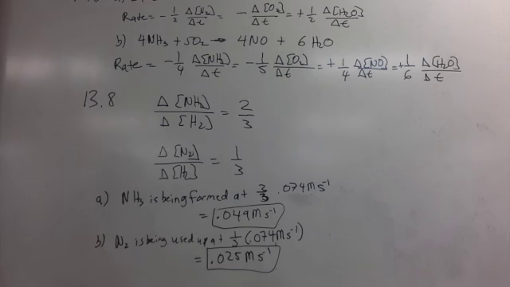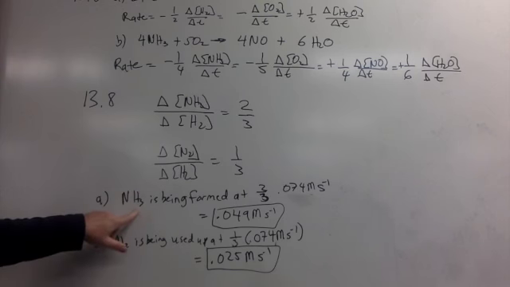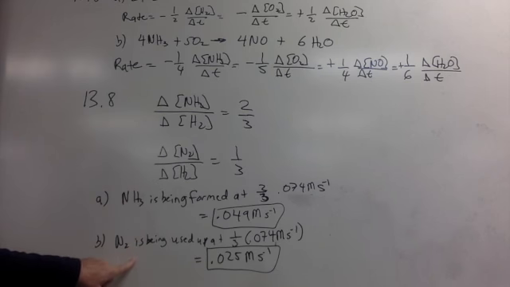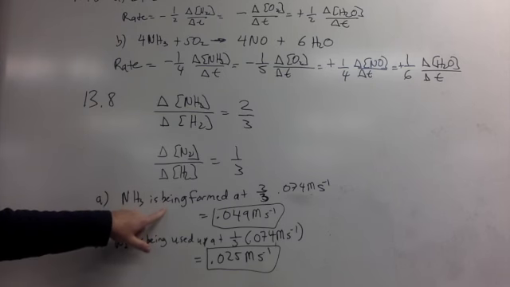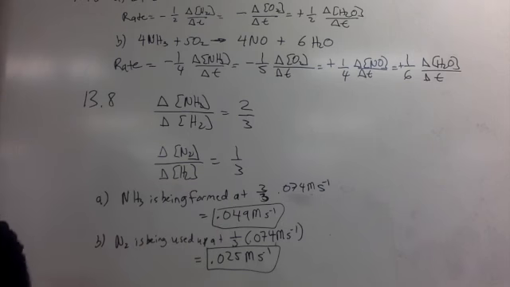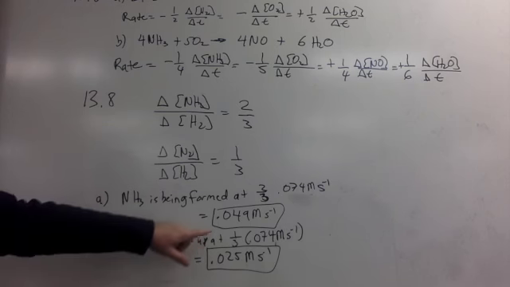In 13.8, they give us the rate at which H2 is disappearing in the reaction N2 plus 3H2 yields 2NH3. And using those mole ratios, I can find the rate at which NH3 is being formed and the rate at which N2 is being used up. To get the rate at which NH3 is being formed, I need to take the rate at which H2 is being used up times 2/3. 2/3 of 0.074 molarity per second. So 2/3 of that is 0.049.